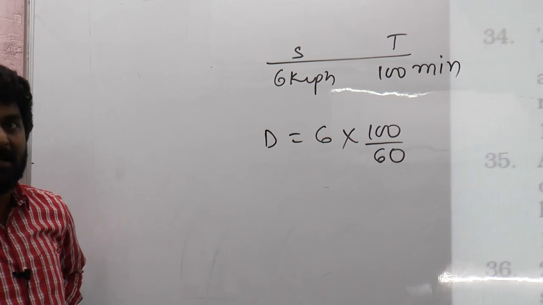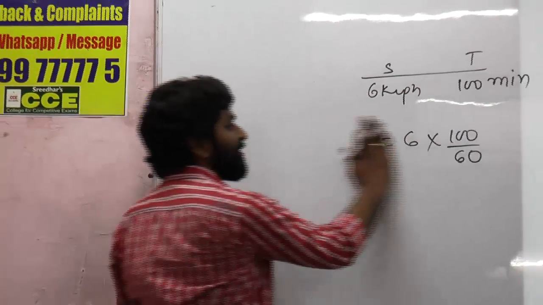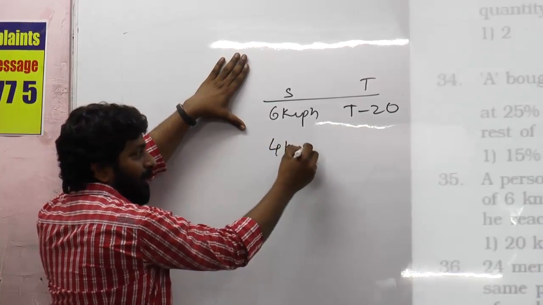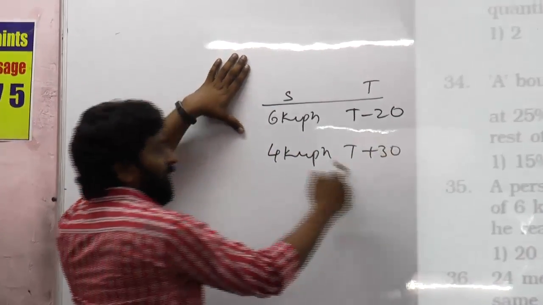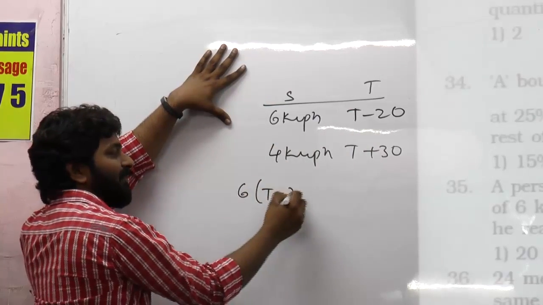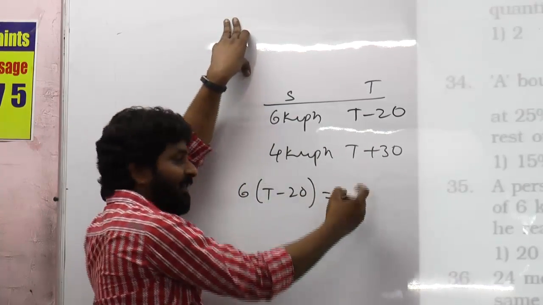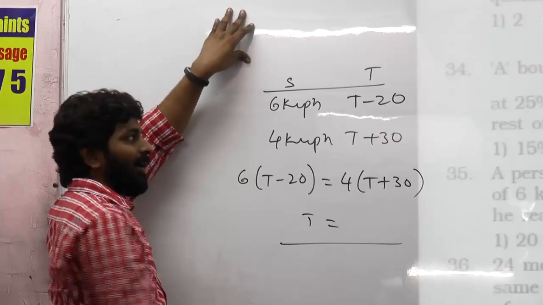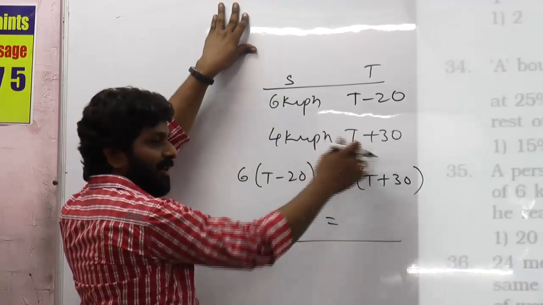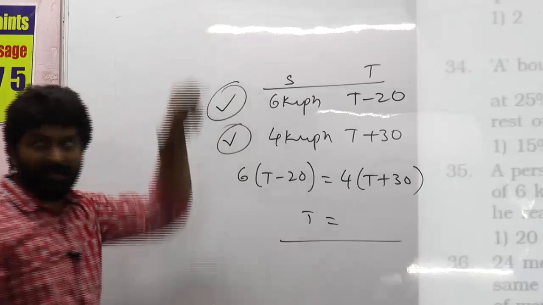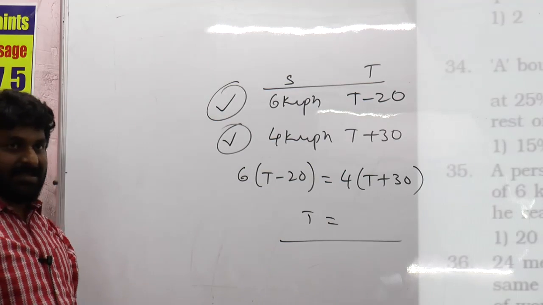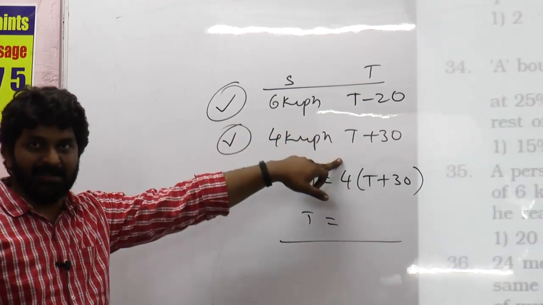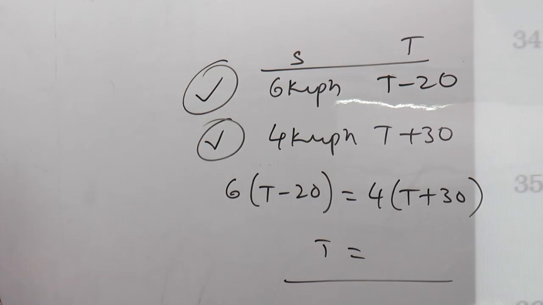Otherwise you will have to make the distance equal in both cases. Initial speed is 6 km per hour and the time taken in this case is t minus 20. With the rate of 4 km per hour, it takes t plus 30. Distance travelled in the first case becomes 6 into t minus 20, and that will be equal to the distance travelled in the second case, that is 4 into t plus 30. Get the value of t, substitute t in the first or second case, and again use the distance formula.